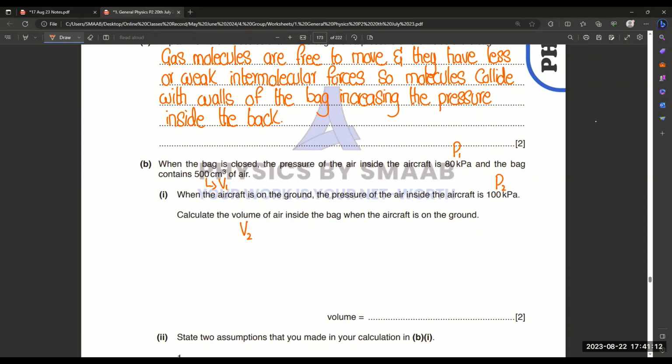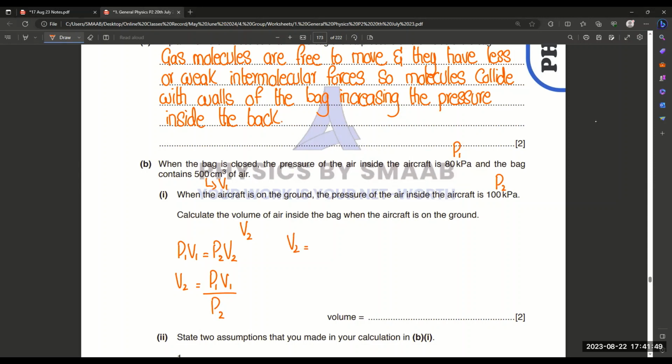And we can say that, okay, one more important thing: when you observe that both pressures have the kilopascal unit, you don't need to write like 80,000 or 100,000, right? Because you know that kilo and kilo will automatically cancel out on both sides, right? So we need to find actually V2. So P1, V1, P2. So you can just simply write the values like this.